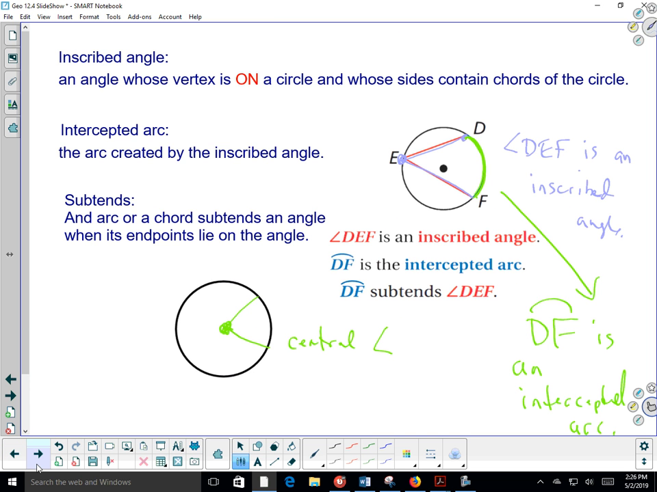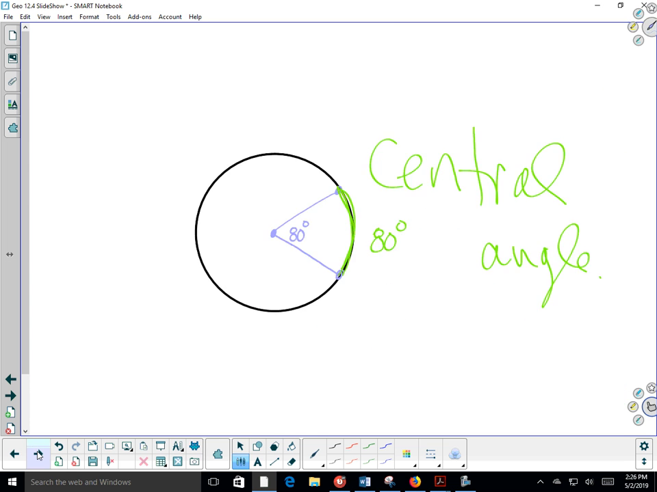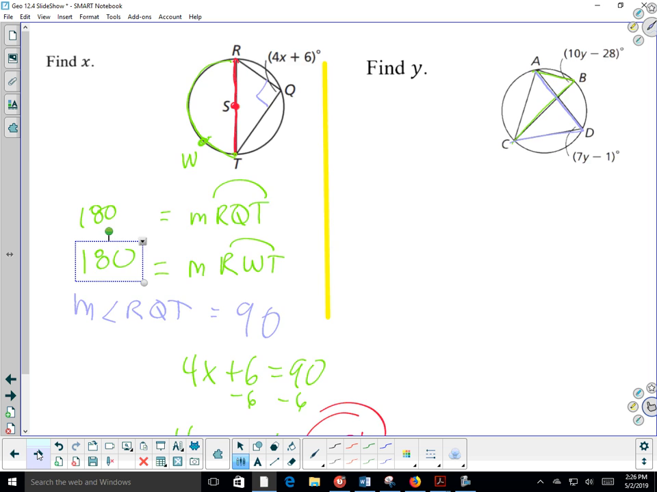Subtends. So the arc subtends the angle. All right, so maybe I don't want to use that because it's the other way around. But I would say both of these angles have the same intercepted arc. Nathan, would you agree with that? Yes. All right, so they both have this arc AC as its intercepted arc. That means they're going to be congruent angles. Agreed?